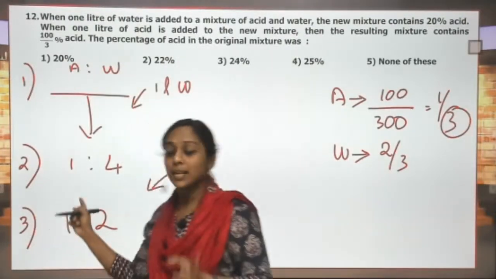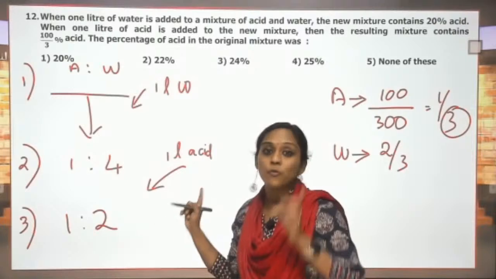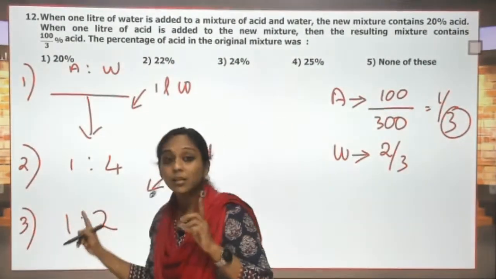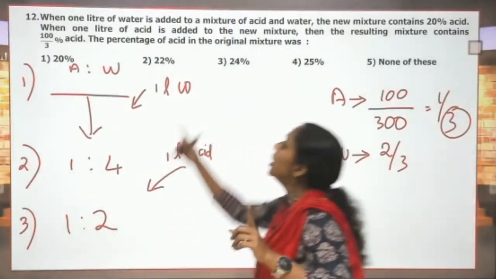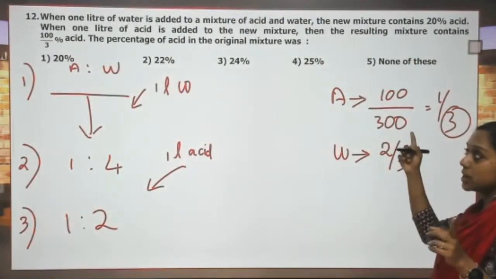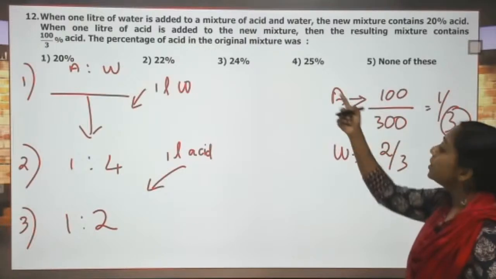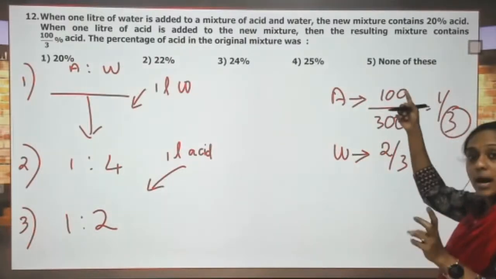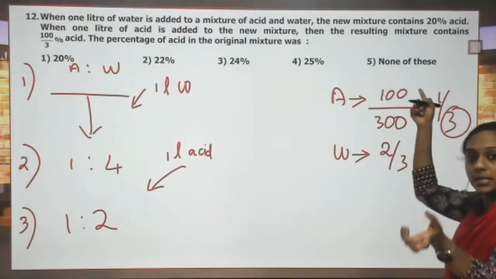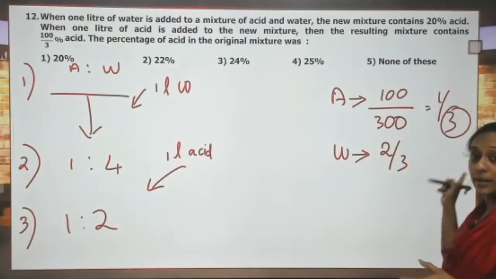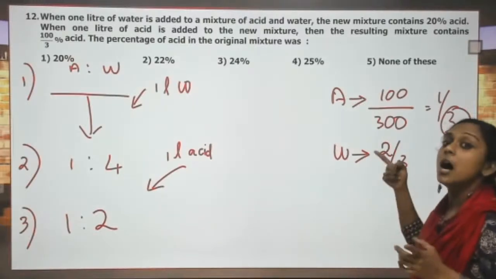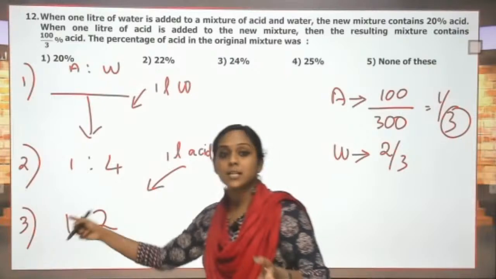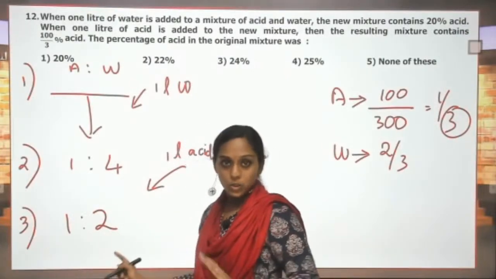Now to the second mixture I am adding 1 liter of acid, and I am getting a third mixture in which the acid content is 100 by 3%. So 100 by 3% means 100 by 300, or 1/3. If acid is 1/3, how much is water? Water should be 2/3. Or you can write the acid to water ratio is 1:2.